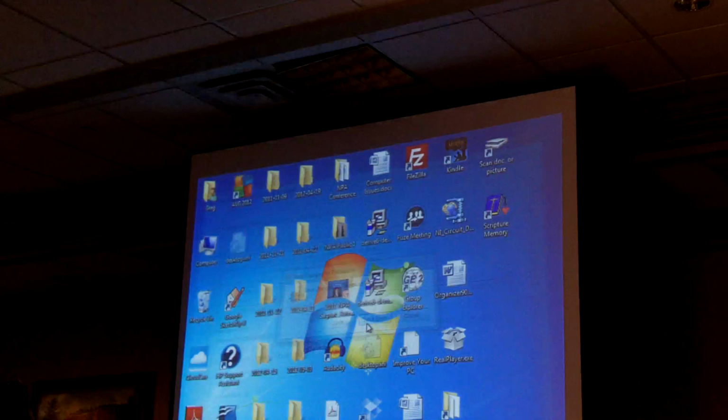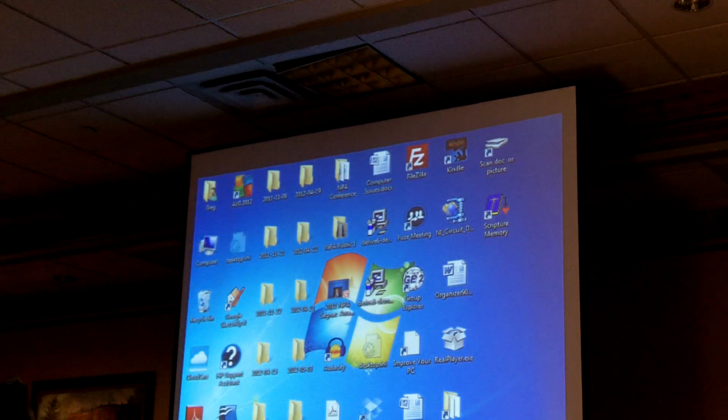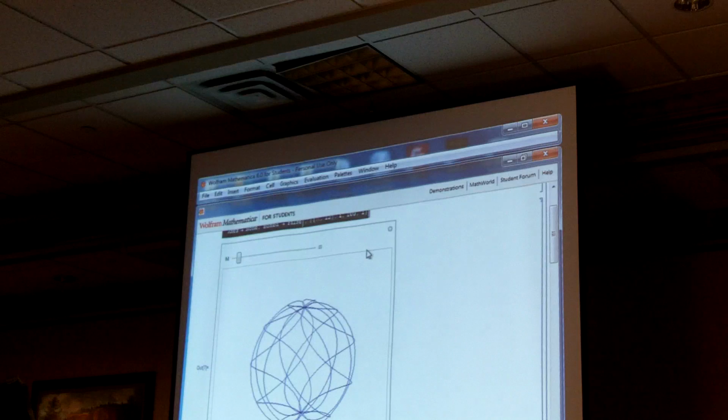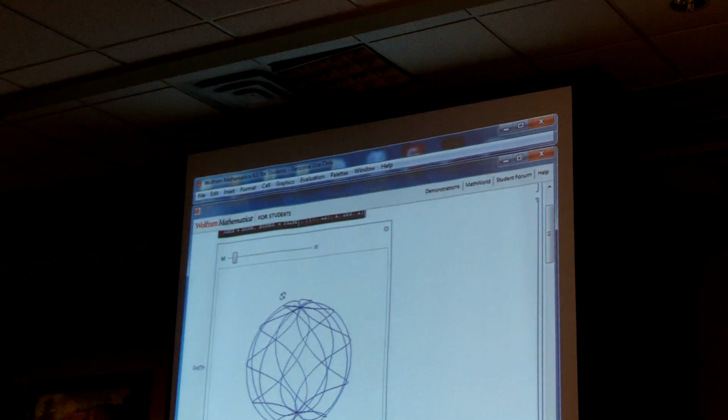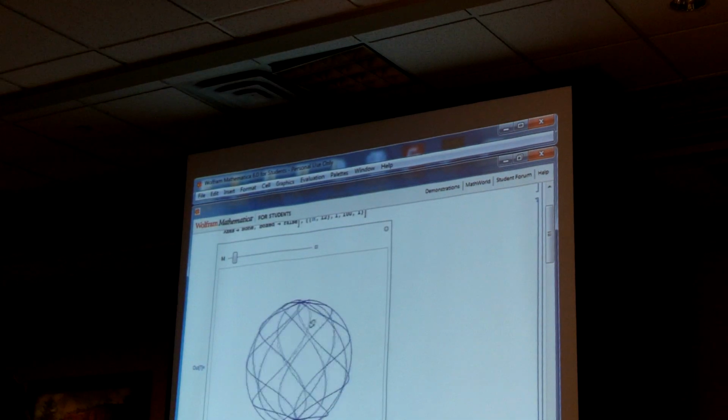But everything seems to have got messed up here. So I'm not sure if I can. Hang on. There it is. How about that? I got lucky. This is a picture of spherical torsion.